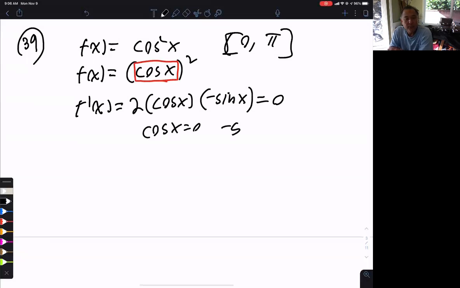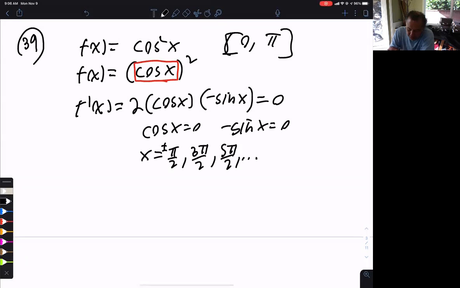Well, where does cosine equal 0? A lot of places. Pi over 2, 3 pi over 2, 5 pi over 2, and on and on and on. And both directions, plus or minus. And when does the sine equal to 0? Well, that's going to be 0, pi, 2 pi, dot, dot, dot. And all those are positive or negative. So that's unit circle stuff.